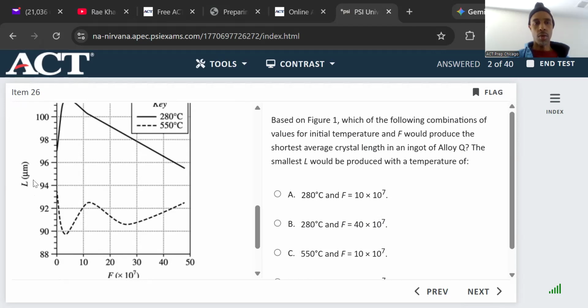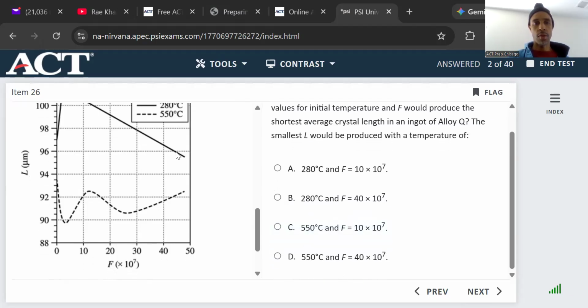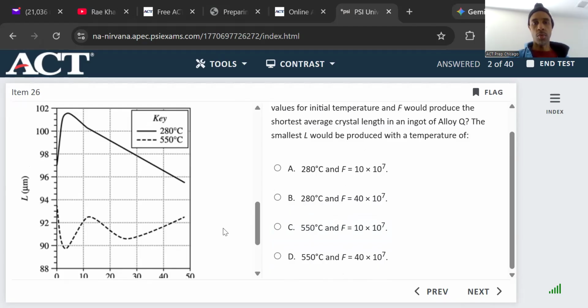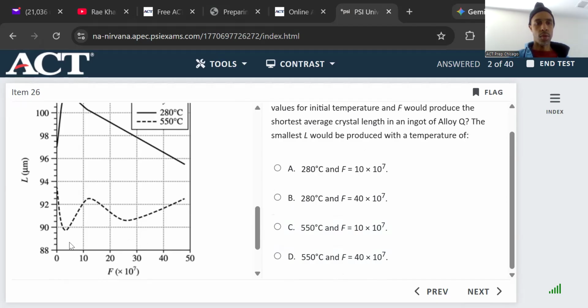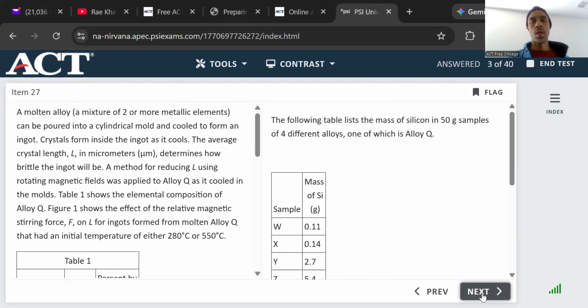The smallest L, so the lowest L, would be what? Well, 550 degrees has lower L's, so you want 550 degrees. And would you want F to be at 10 or 40? So 10 is here, 40 is here. Okay, so 10 is there, and 40 is a little bit lower, not much. But yeah, it would be 40. Gotta really watch that last one. So that's going to be the shortest combination.